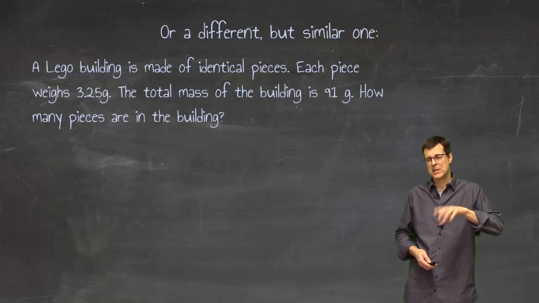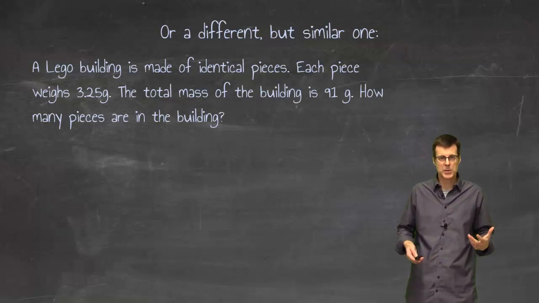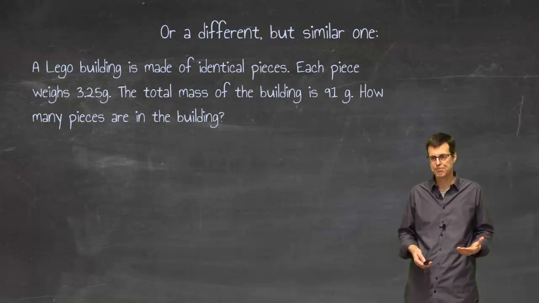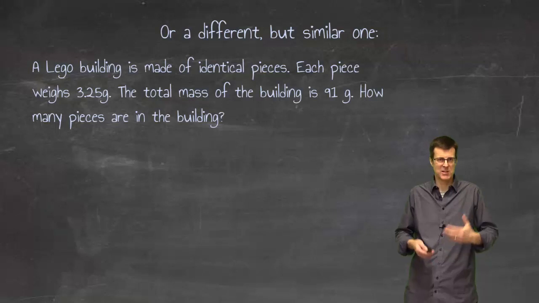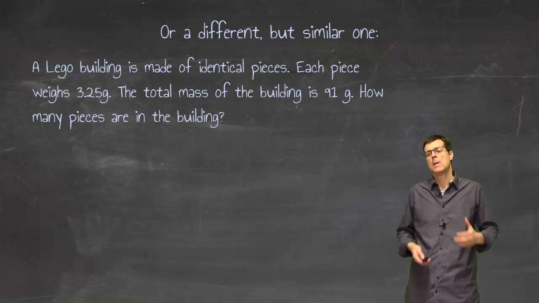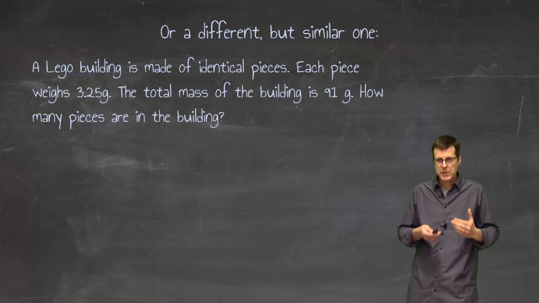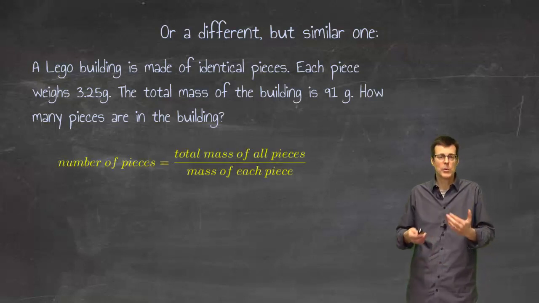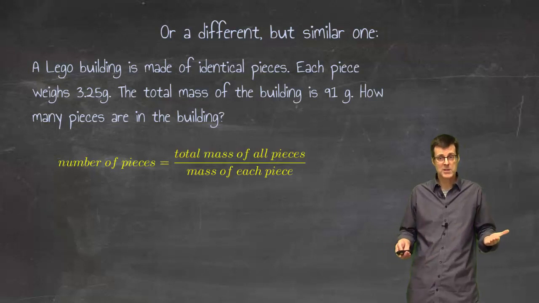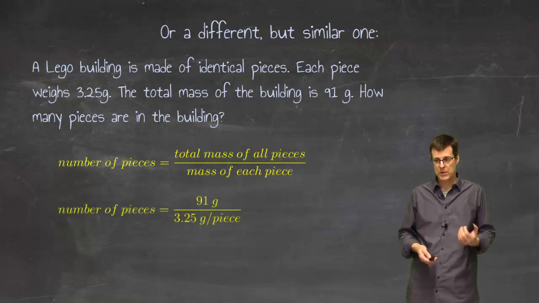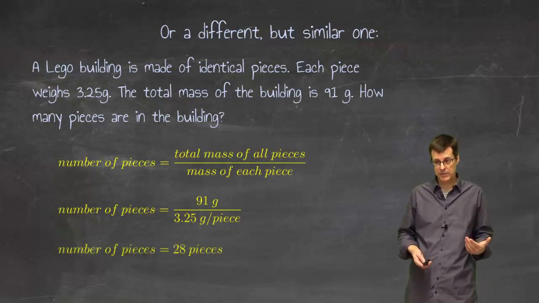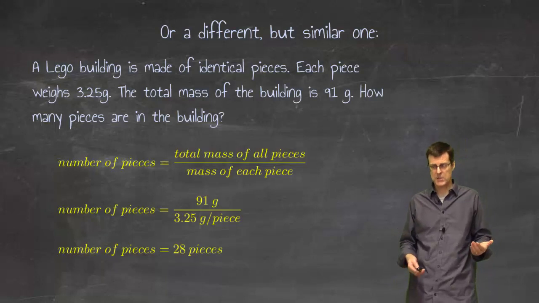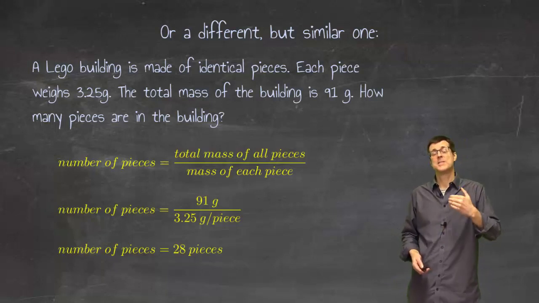Now if I take this idea and go a little bit different, if I had a Lego building and all of the blocks were exactly the same, made up of identical blocks because you got the not very great kit, each piece had a mass of 3.25 grams and the total mass of the building was 91 grams, then what would I do? Well, I'd do the same thing. I've got all the blocks combined, divided by the mass of one block, and when I do that, it tells me how many blocks I have: 28 blocks. We're going to do the same thing.